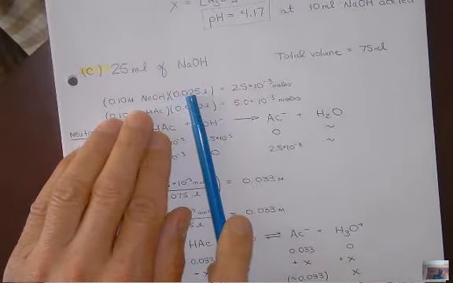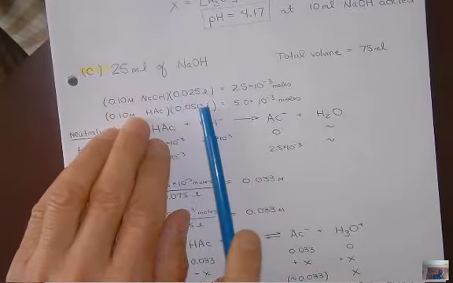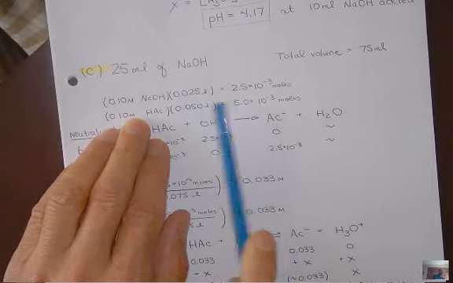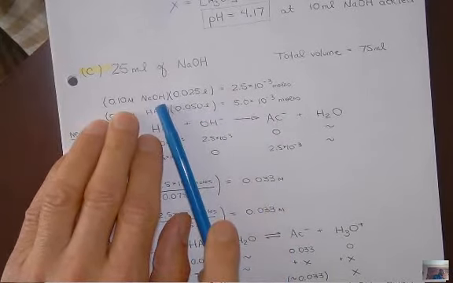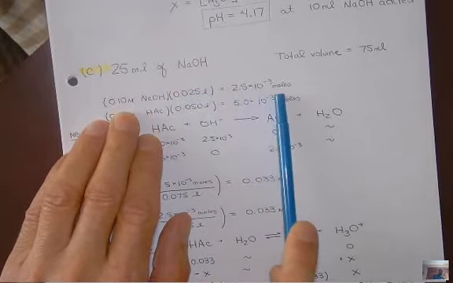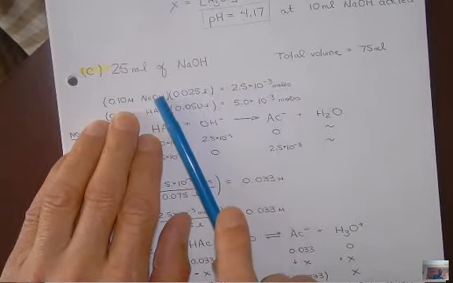So if I add 25 milliliters of sodium hydroxide, first thing I always need to do is calculate the moles of the titrant and the moles of the material that are being titrated. This hasn't changed throughout the whole exercise. 0.1 molar sodium hydroxide times 25 milliliters of sodium hydroxide changed to liters gives me 2.5 times 10 to the minus third moles of sodium hydroxide.